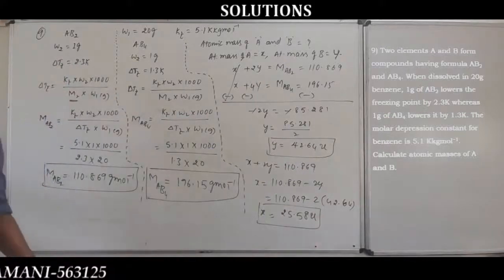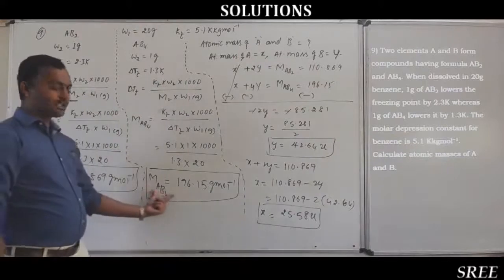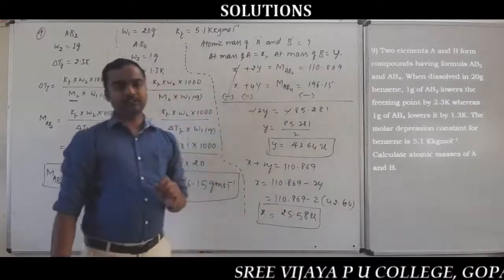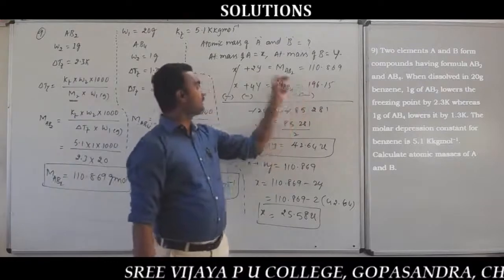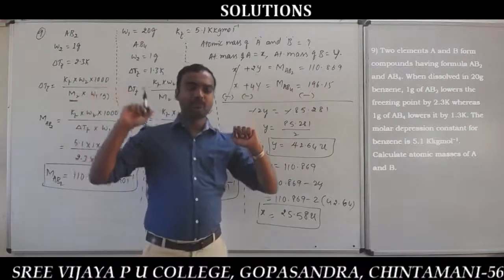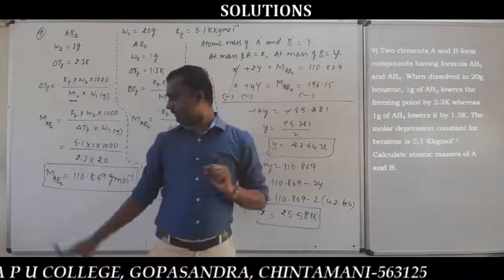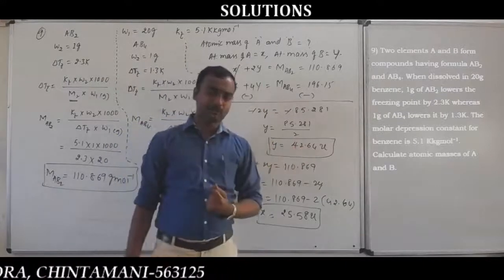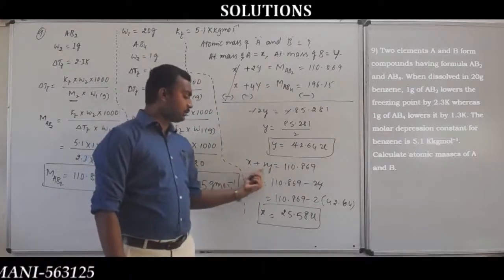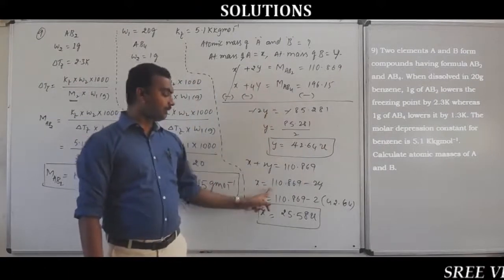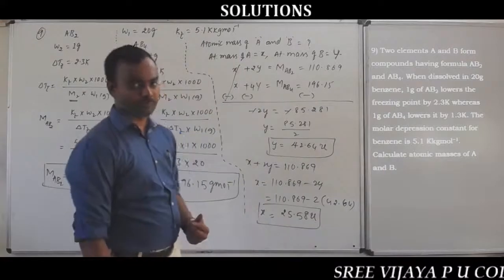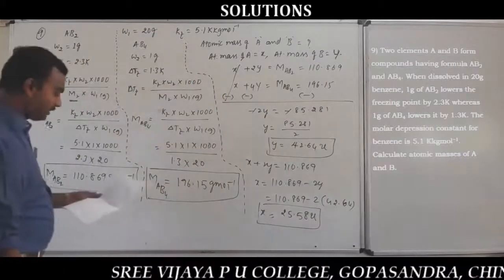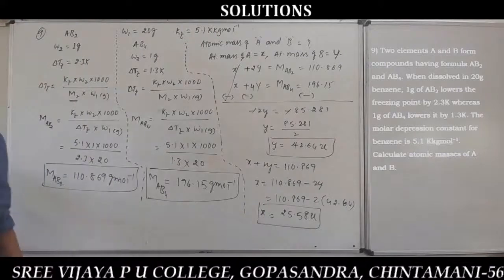So in the given problem, first we find the molar mass of AB2 and the molar mass of AB4 by using the depression of freezing point formula. Then we simplify. The sum of the atomic masses of the elements in the compound is equal to its molar mass. The molar mass of AB2 is x plus 2y, where x is the atomic mass of A and y is the atomic mass of B. Then we simplify and get y, the atomic mass of B, which is 42.64 U. Substituting y into the other equation, we finally get x, the atomic mass of A, which is 25.58 U. So that's about problem number 9: 25.58 and 42.64.